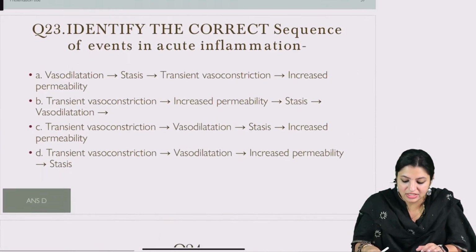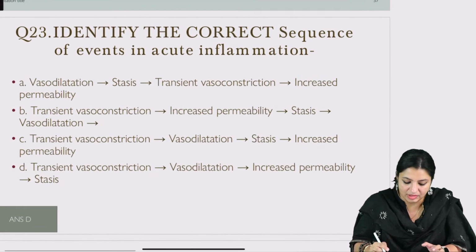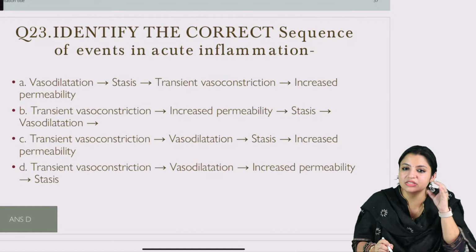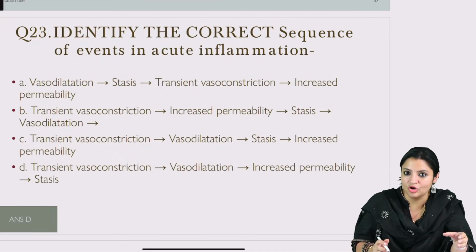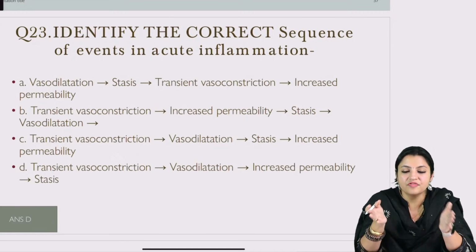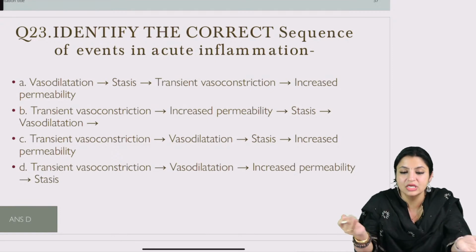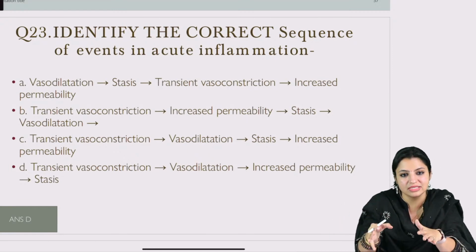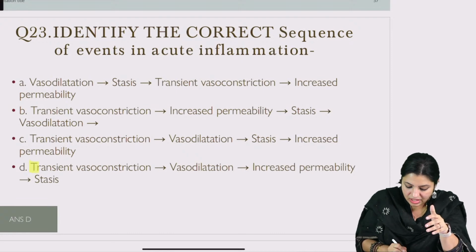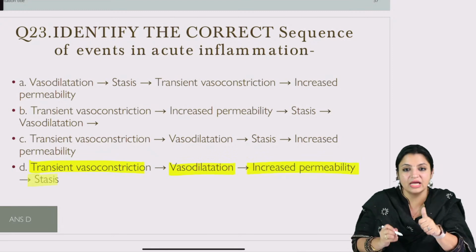So now again this is a repeat question which was asked. Identify the correct sequence of events in acute inflammation. I hope everybody knows that first there is a transient vasoconstriction. This is followed by vasodilatation. Vasodilatation occurs in arterioles predominantly, so more blood is going to the tissue. After that, this is followed by increased vascular permeability, which occurs in the venules. Because the fluid now goes out, now only cells are left, so this causes stasis. So remember, there is always transient vasoconstriction followed by vasodilatation, followed by increased permeability and stasis.